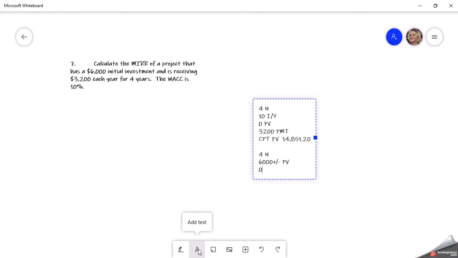We are not going to have any payment. We are going to put in the $14,851.20 as our future value and then compute our IY. So 4 is still our N. We're computing the IY, so skip over that. 6,000, hit the plus or minus button to make it negative and push your PV button. Zero out the payment. 14,851.20 is our future value, and then compute the IY. So that gives us 25.43 as our modified internal rate of return.